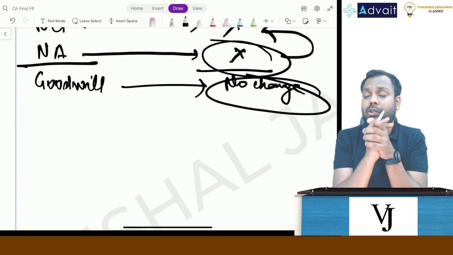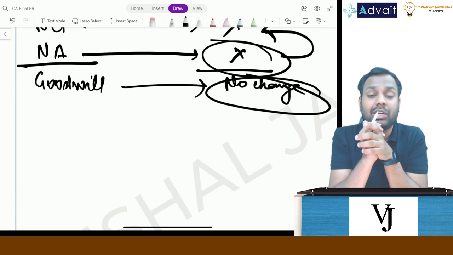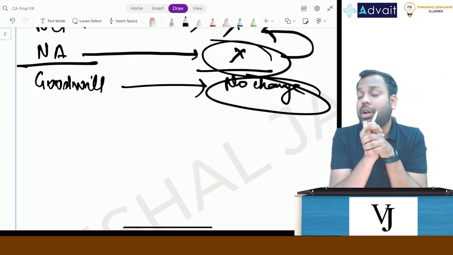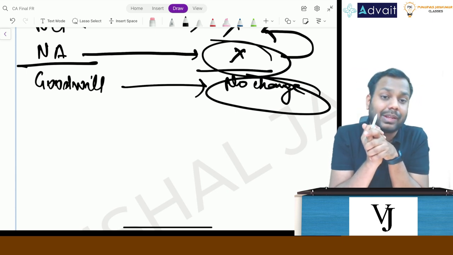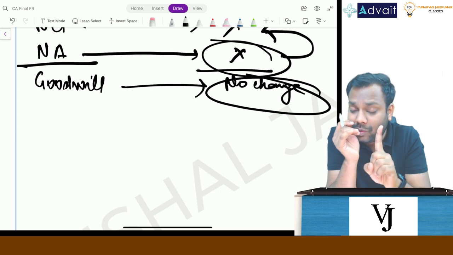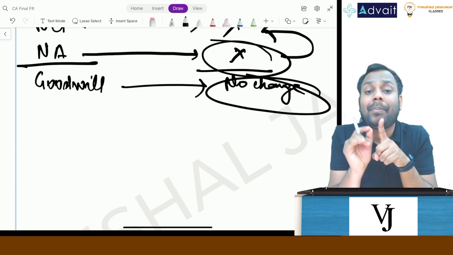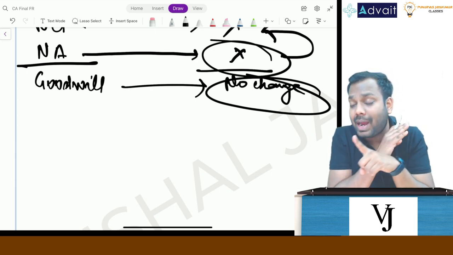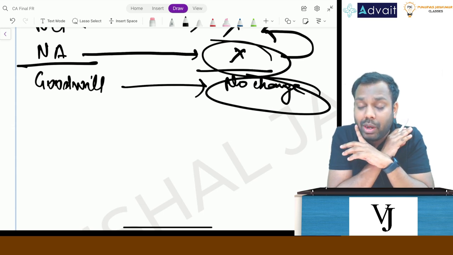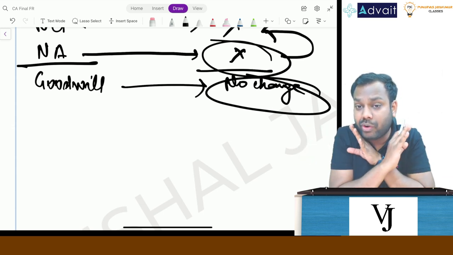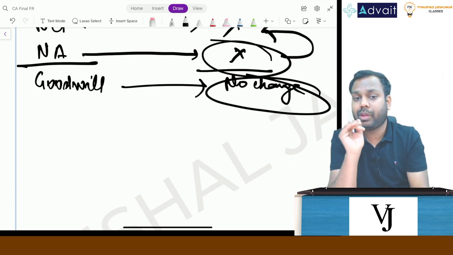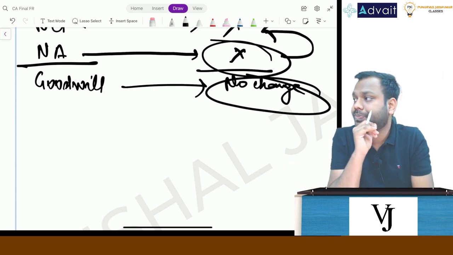Why? Because goodwill doesn't change with the change of the net assets. Rather, goodwill only changes if there is an impairment loss on goodwill, and except for that, goodwill will never change. I hope that is clear to all of you.